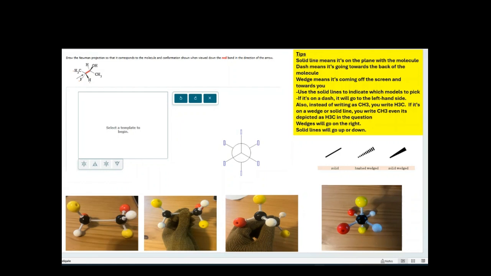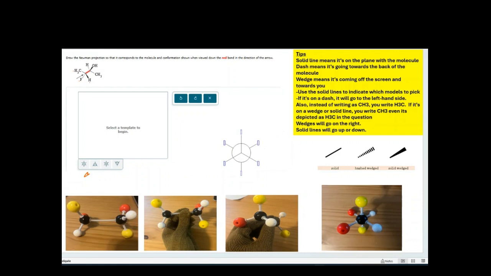Next, my tips to solve this question are as follows, and I'll use my pics to help explain. The solid line means that it's on the plane with the molecule. The dash means that it's headed towards the back. The solid wedge means that it's coming out of the screen and towards you. For this question, I like to use the solid lines to dictate the directions, and I'll show that.